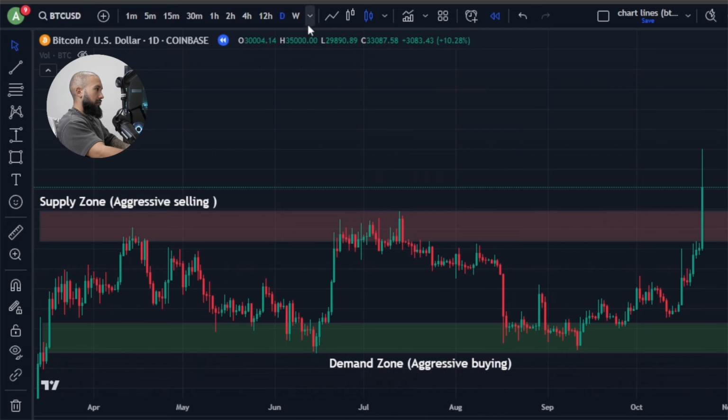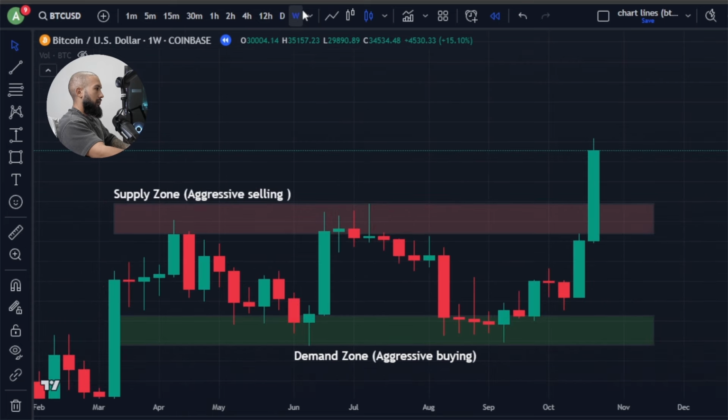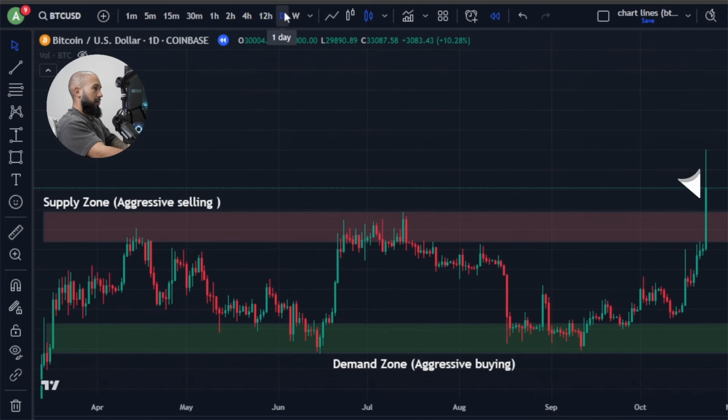Now I'm going to go over to the weekly time frame. Now on the weekly time frame, we can see this is even more clear. As price is rising into the supply zone, sellers are stepping in aggressively and pushing the price down. That's why we see all these wicks. And in the demand zone, when price is going into this zone, buyers are buying up the market, and that's why we see all these wicks down here. Now I'm going to go back to my daily time frame. Alright, we are back on the daily time frame.